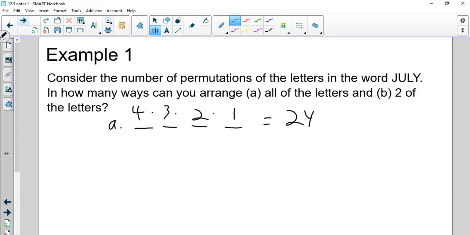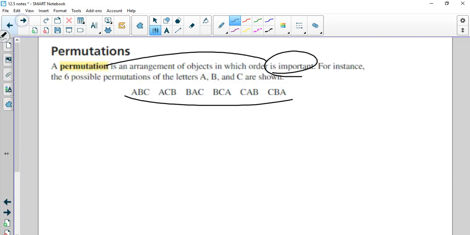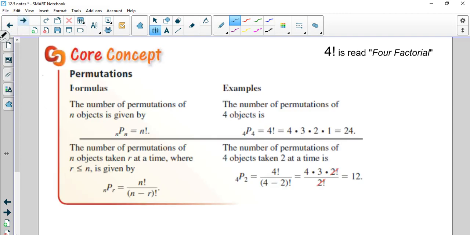Now, for part B, it says you only want 2 of the letters. Well, you have 4 choices here, 3 choices here, that's it. Multiply, 12 possible outcomes. Sorry, Word is really being a pain.